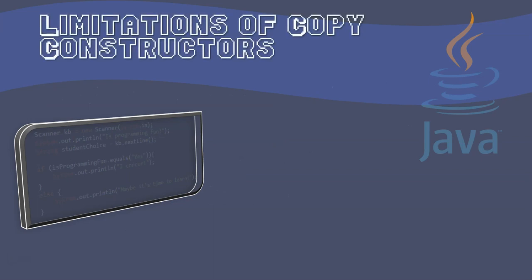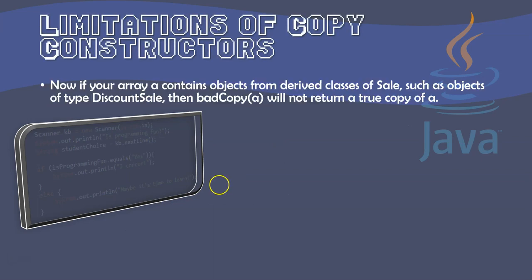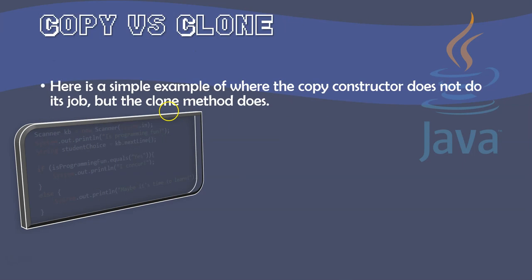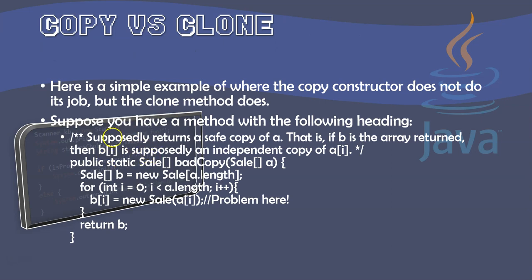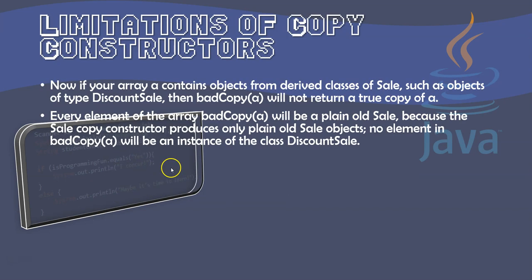So those limitations start coming into play here. You'll notice if our array contains objects from a derived class of sale, if we look at this last one real quick, okay, we have a sale object here. So this is very applicable to what we're using.